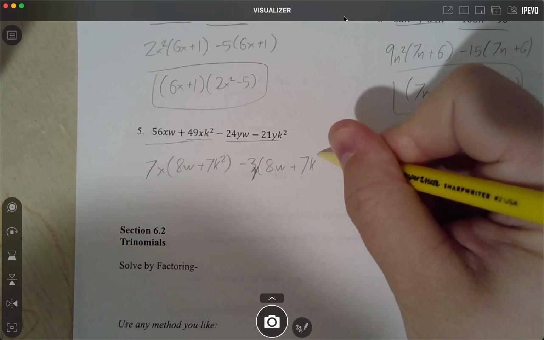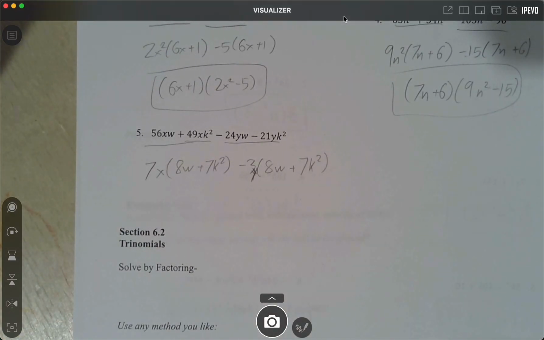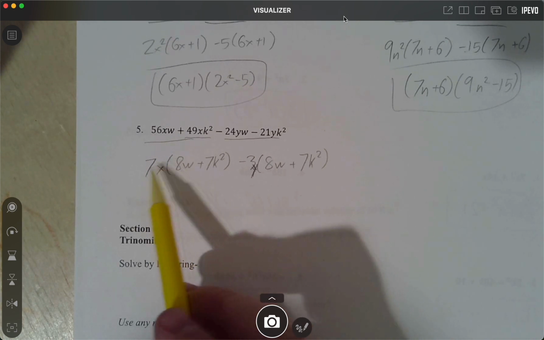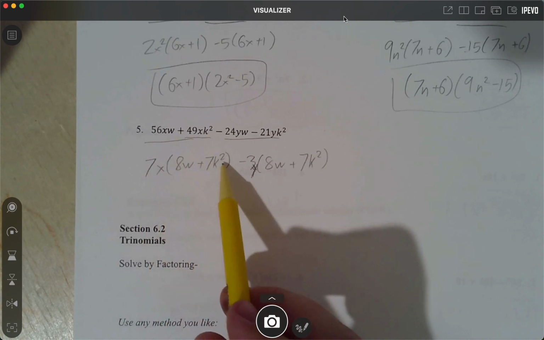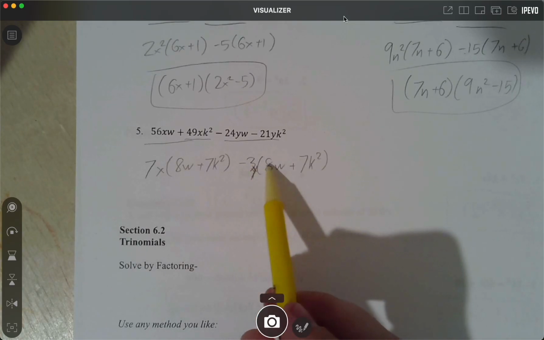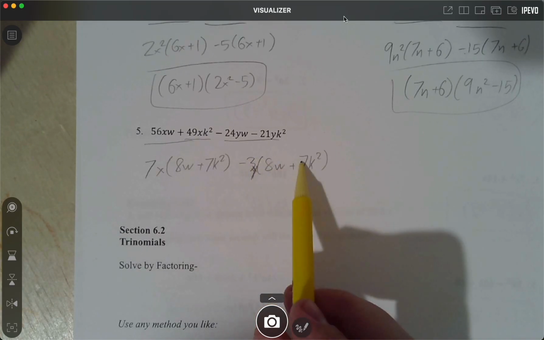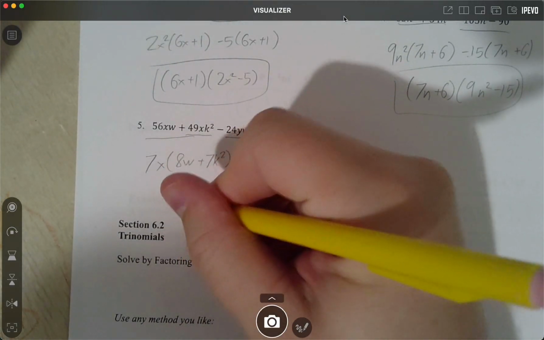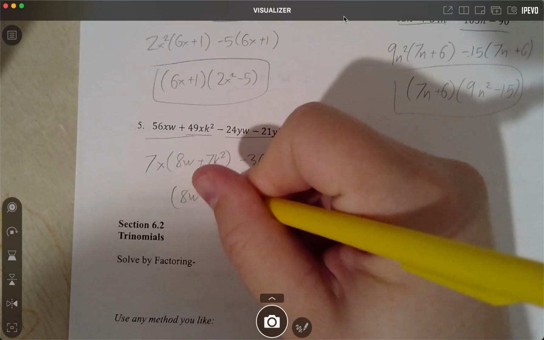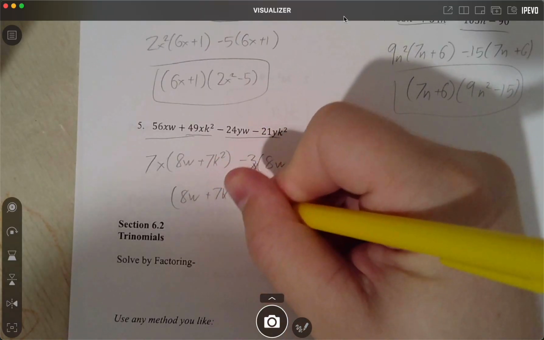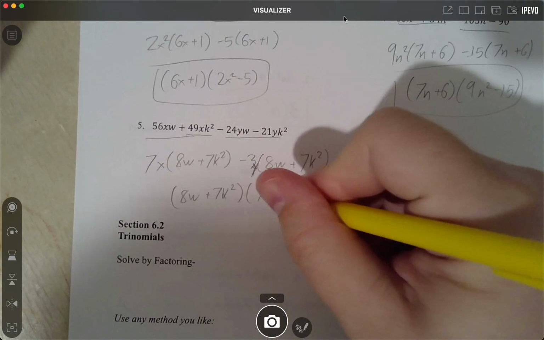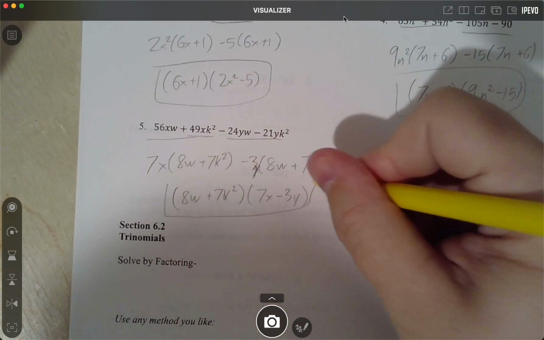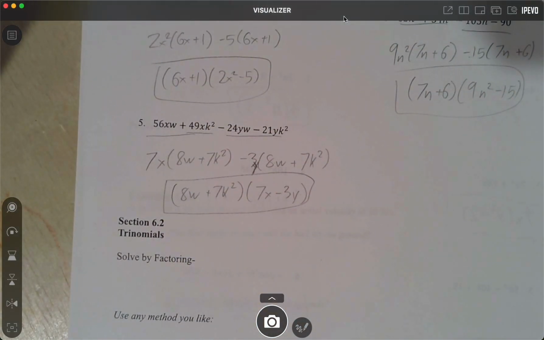And again, before you just move on, stop, pause, double check. That does make 56x with a W. That does make 49x with a K squared. That does make negative 24y with a W. That does make negative 21y with a K squared. So I know I did it right. And now, again, the argument is the 8W in parentheses with the 7K squared is my common factor. My leftovers get put into a newly created parentheses. And we're done.